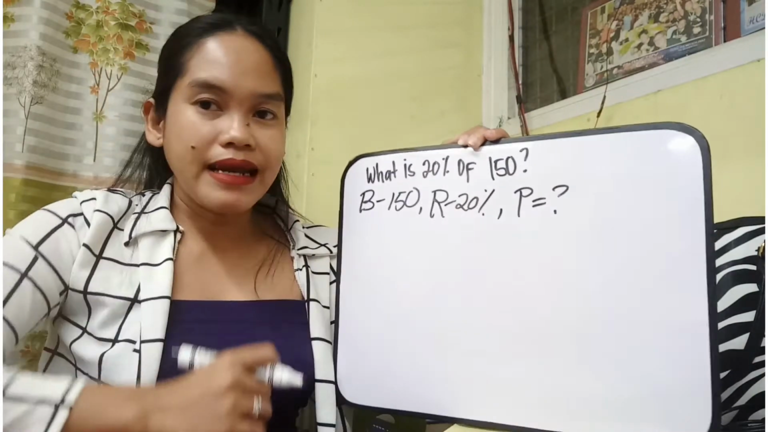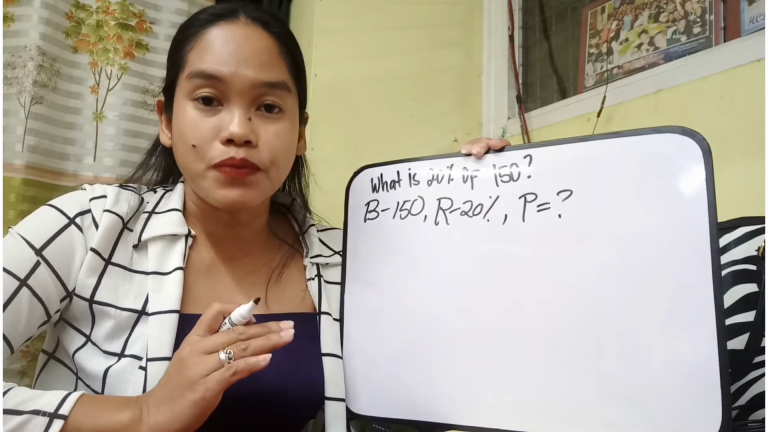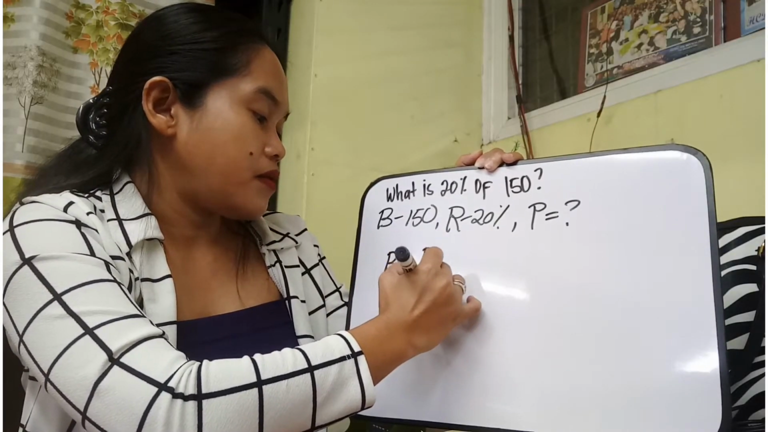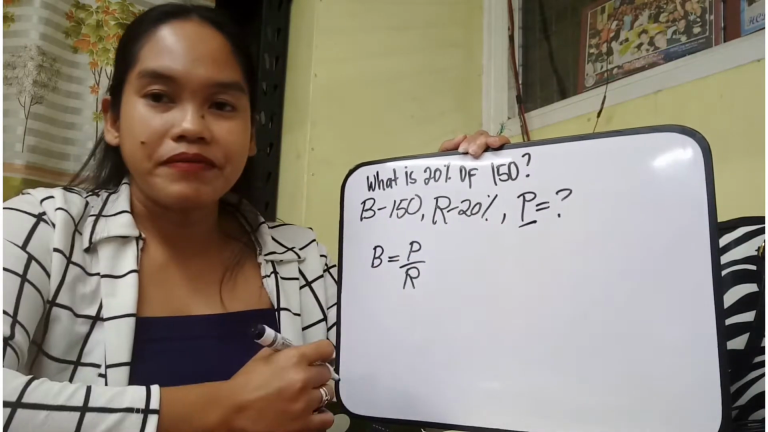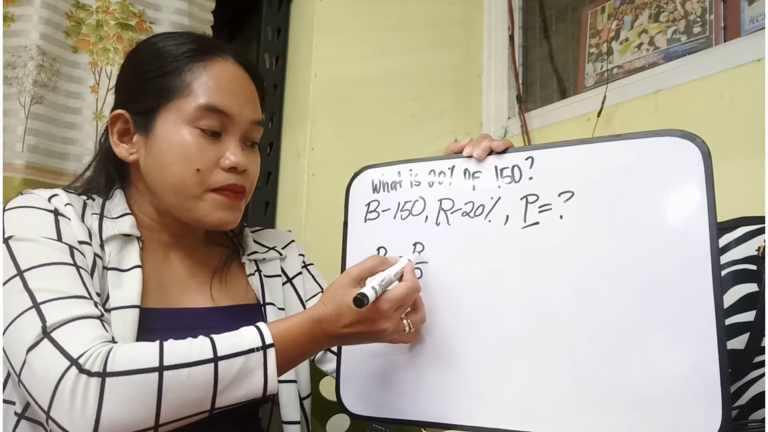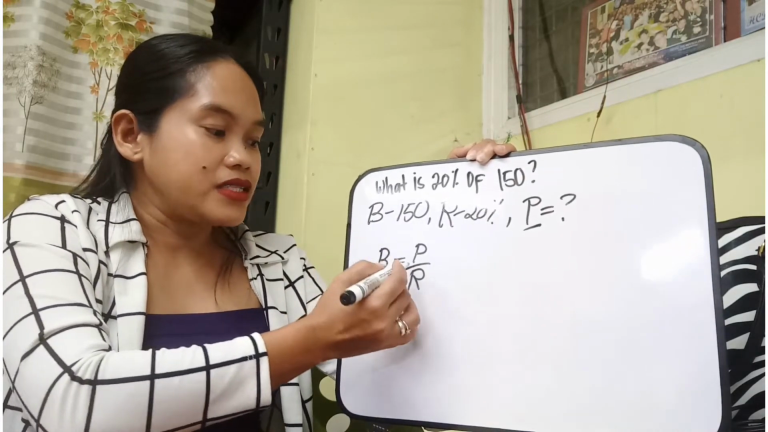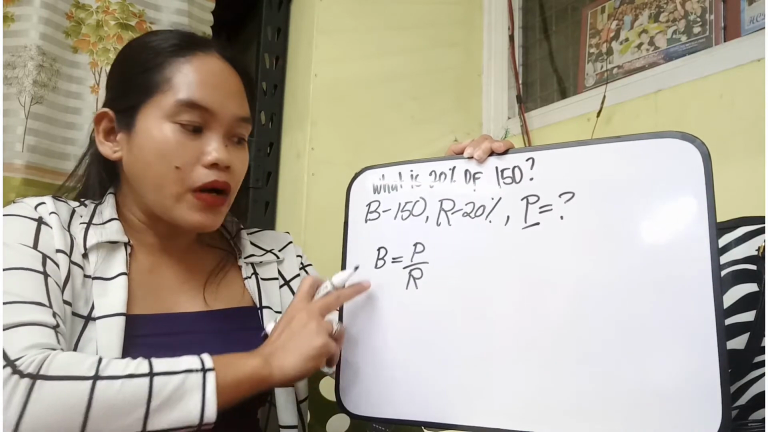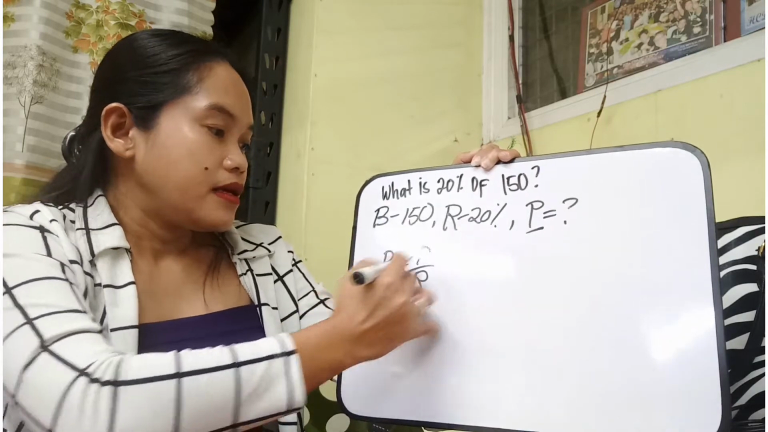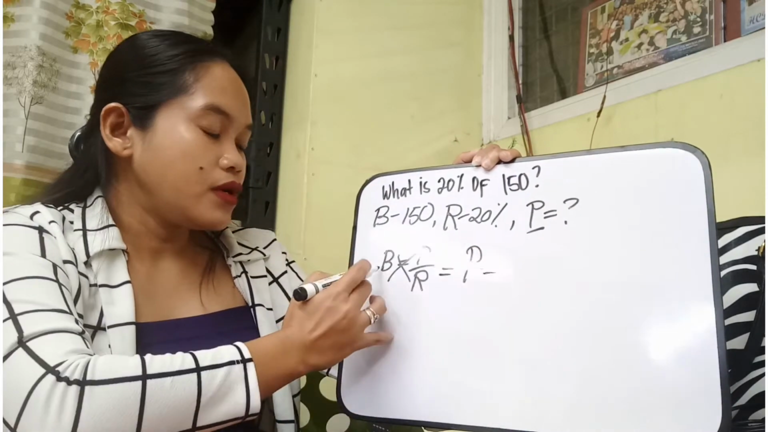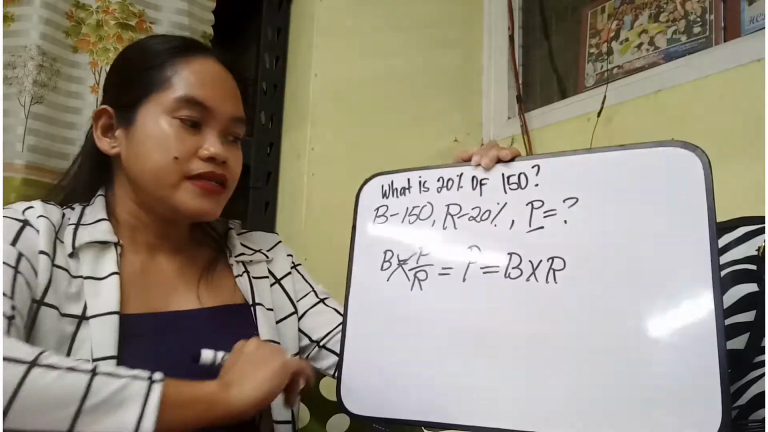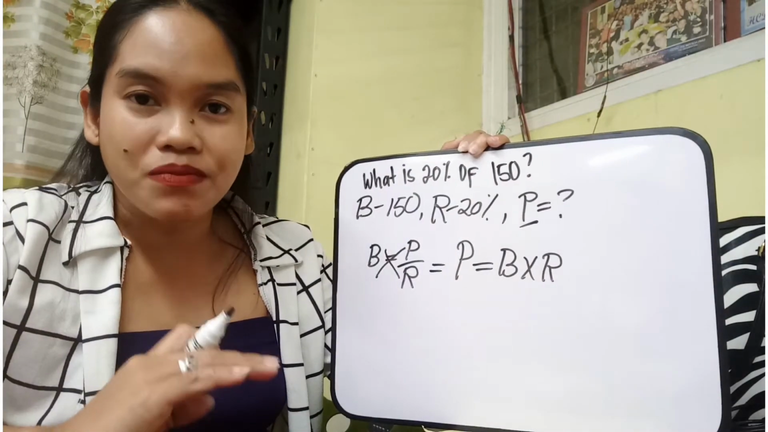Ngayon, dahil percentage ang ating hinahanap and ang ating formula kanina is base is equal to percentage divided by rate, paano natin hahanapin ang ating percentage? Ang gagawin natin is dapat si percentage yung nandito sa left side. So, i-cross multiply natin para makuha natin ang ating formula kay percentage. So, P is equal to base times rate. Ayan na yung formula natin. Percentage is equal to base times rate.